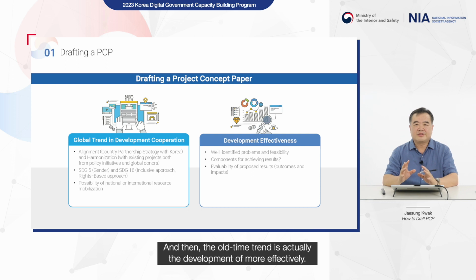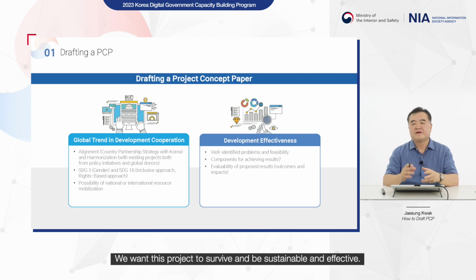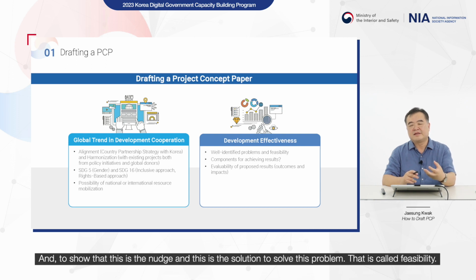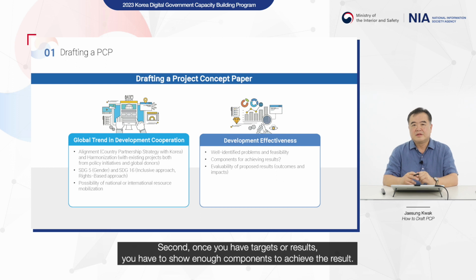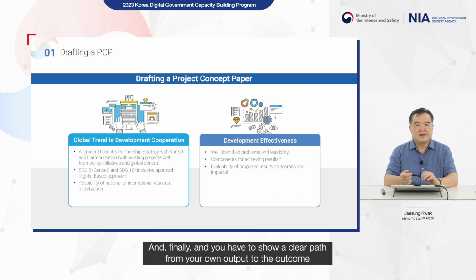And then the all-time trend is actually development effectiveness. We want this project to survive and be sustainable and effective. To be able to do that, you have to identify the problems well and show that this is a niche and this is a solution to solve these problems. That is called feasibility. Second, once you have a target or result, you have to show enough components to achieve the result. And finally, you have to show the clear path from your own output to the outcomes and the more long-term impacts, so that you see the evaluability of the proposed results in the end.